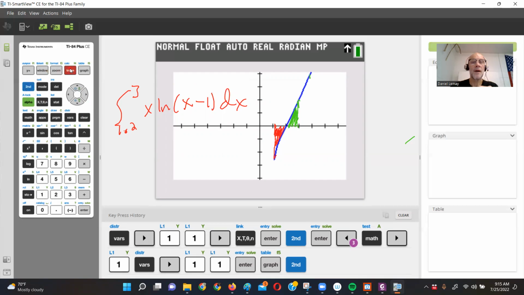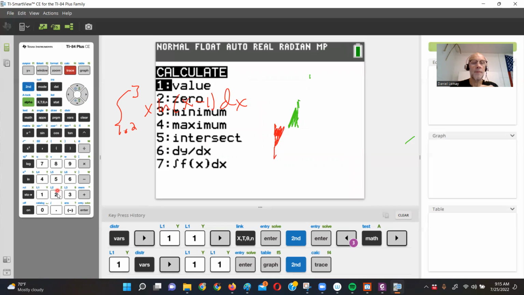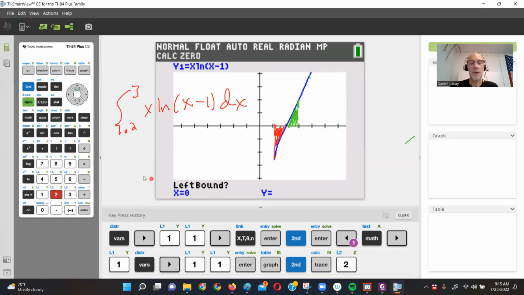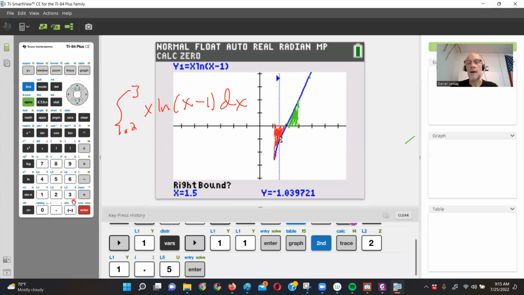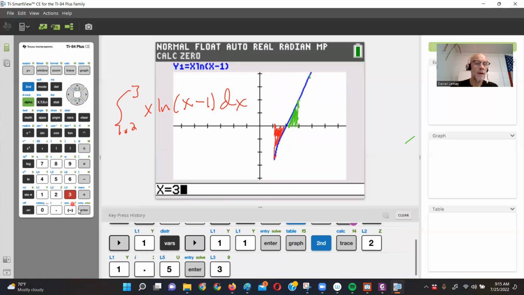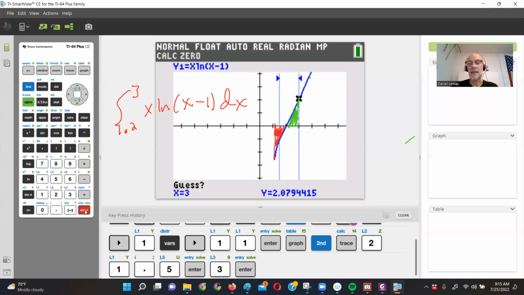Second calc, 0. And then you can do left bound. Why don't we do left bound of 1.5? You can do the right bound of 3. And just let it guess. And so it does cross at 2.